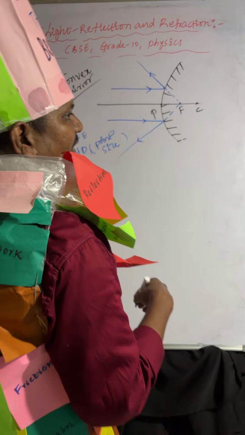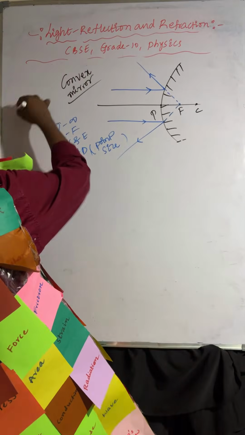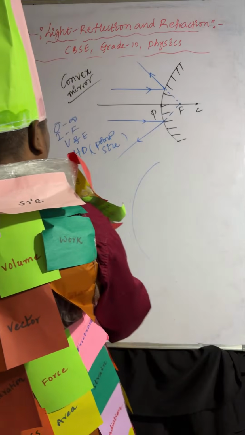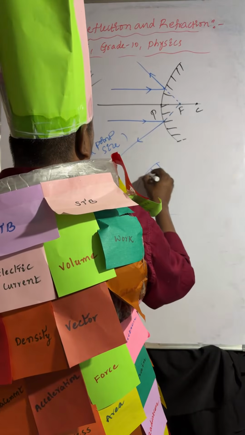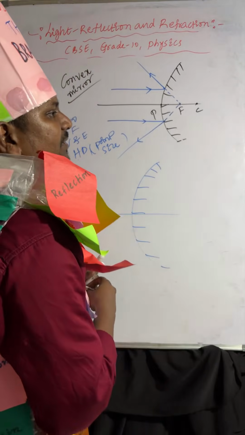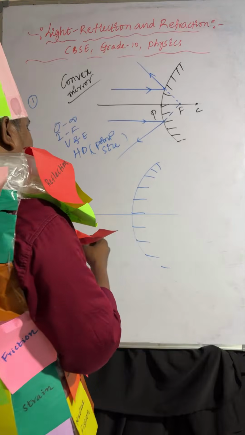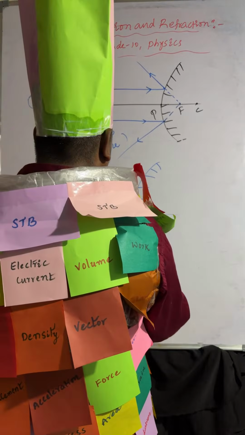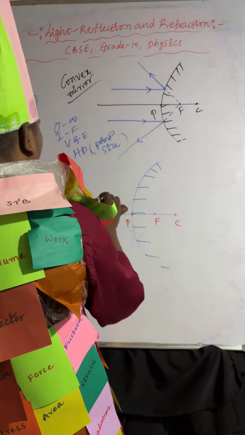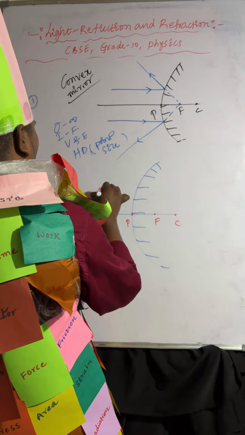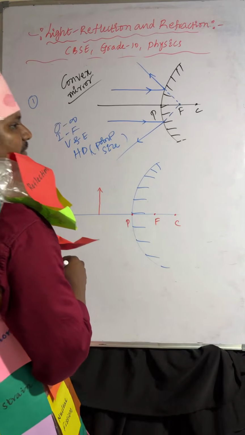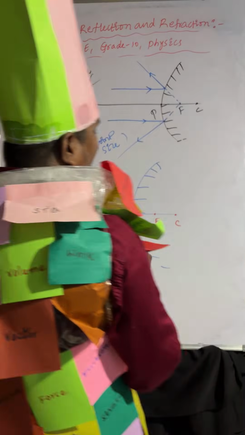Okay, so I hope it is very clear. So coming to the next one, that is the second one. Next image formation of convex mirror. So this is the pole, focus, center of curvature. Object is placed between pole and infinity.